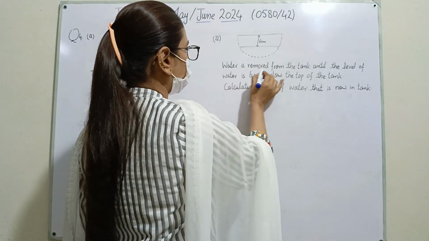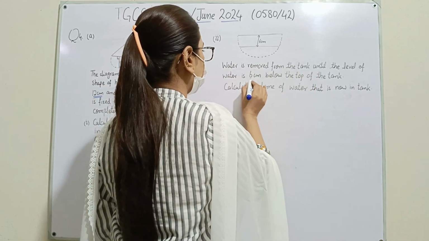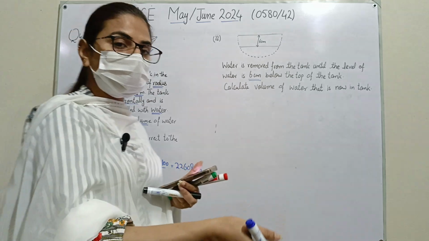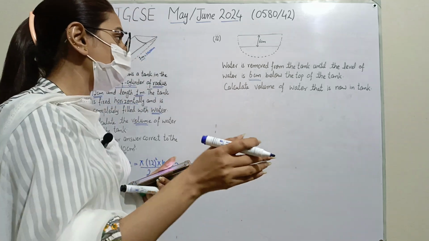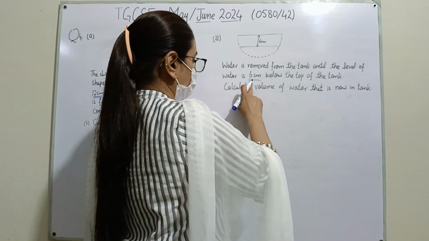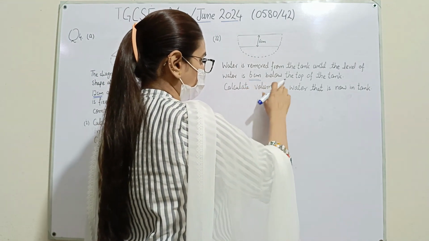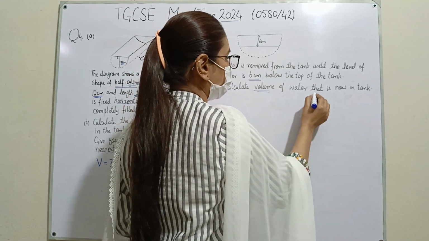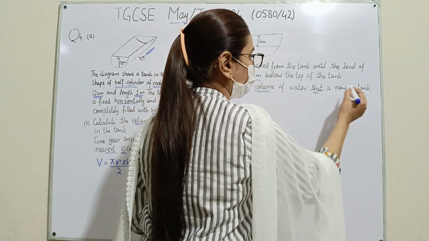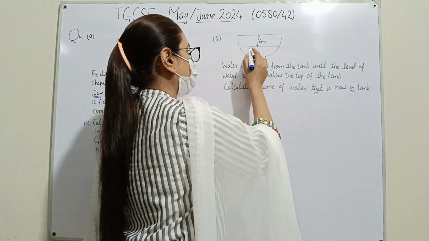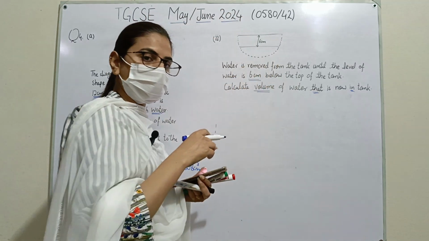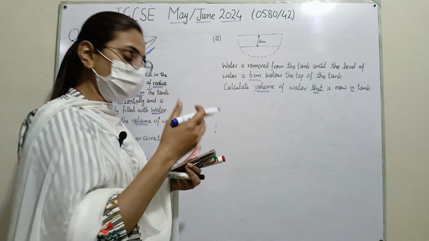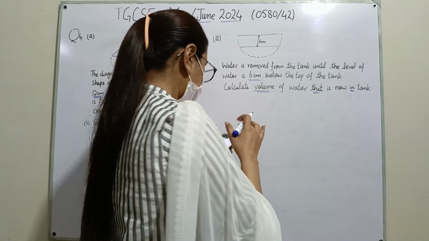This is the diagram. The water is removed from the tank until the level of the water is 6 centimeter. It means that the person is taking the water out of the tank and he has to stop when the water is at the level of 6 centimeter below the top of the tank. Calculate the volume of the water that is now in the tank. After removing, while attaining the position of 6 centimeter, you have to tell what will be the difference in volume. Now what will be the new volume of the tank?